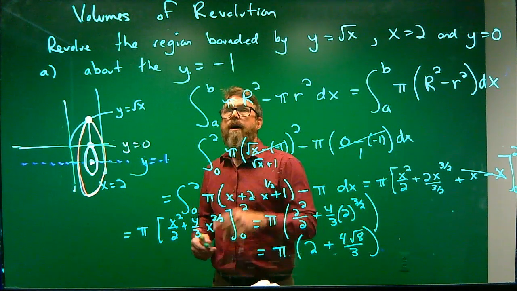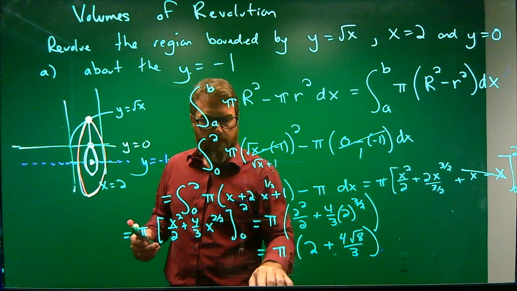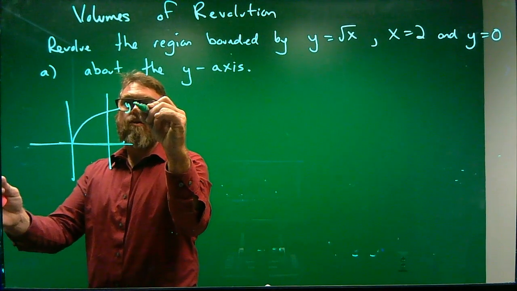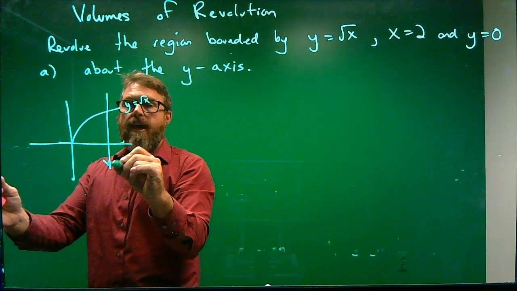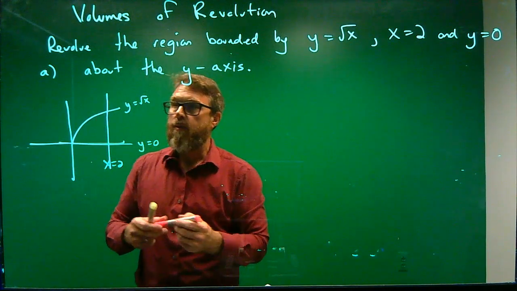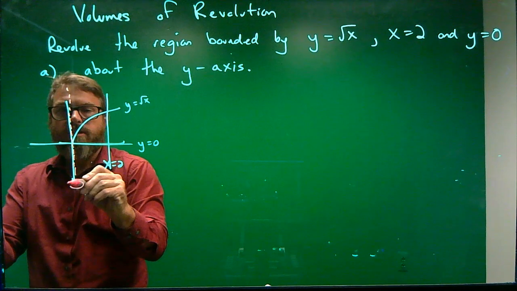Okay, so next. I'm going to pause this. We're going to rotate this way. All right, so same thing. We have y is equal to root x. We have x is equal to 2, y is equal to 0. But now we're going to rotate this around this axis here, so around the y-axis. So it's going to spin this way.